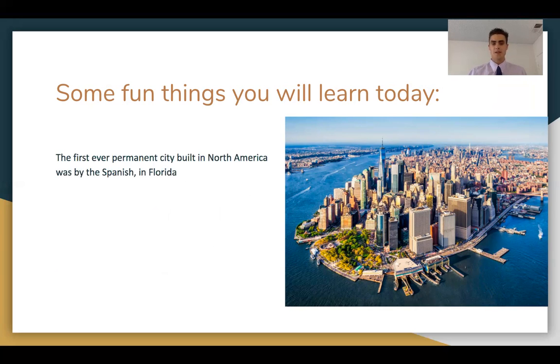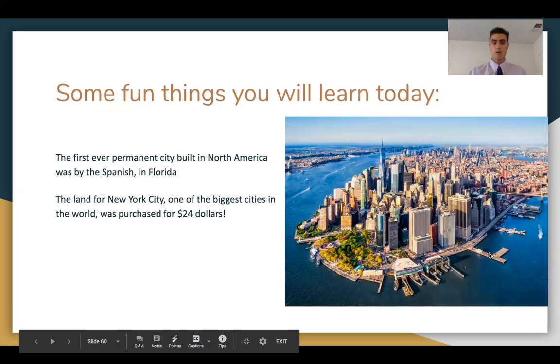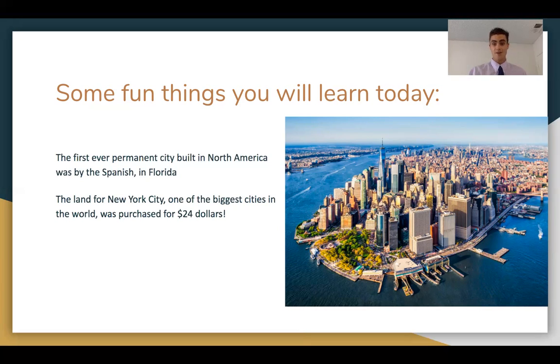The first ever permanent city built in North America was by the Spanish in Florida. You'll learn about that today. The land for New York City, one of the biggest cities in the world, as seen right here, was purchased for $24. So with that in mind, we'll learn who purchased it and why they purchased it. Also, we'll learn how France had the biggest territory in the Americas, but they didn't really build any cities. We'll talk about why a little bit.